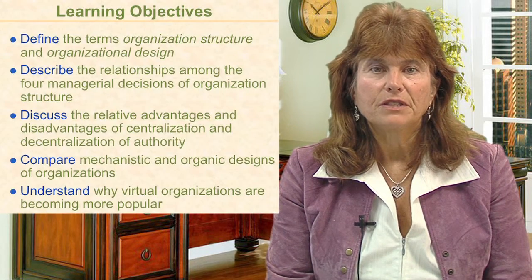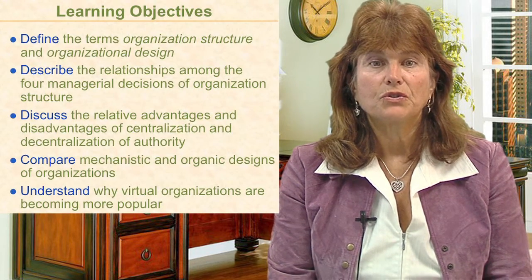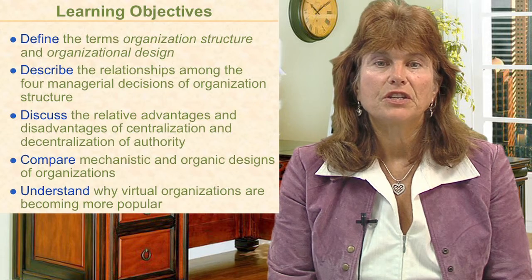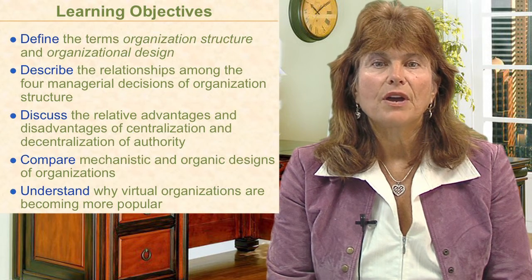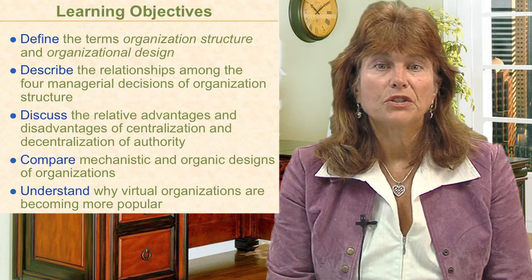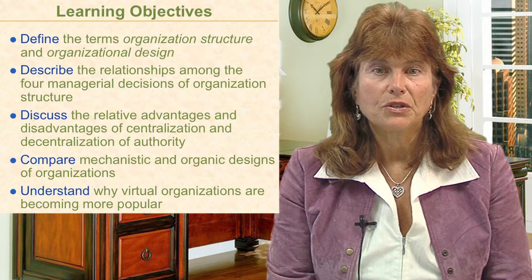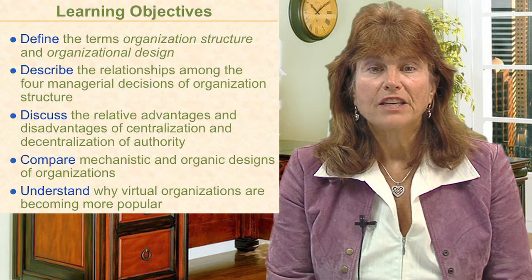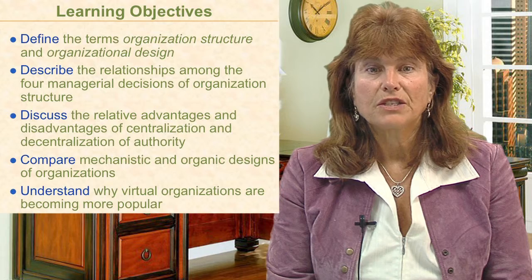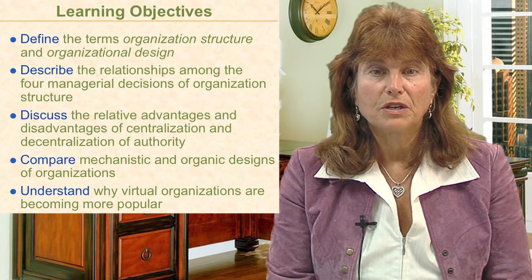Okay, so now we'll move to Chapter 14 when we're still dealing with the organizational level, which is structure and design, and we'll look at some of the learning objectives there. We want to define what organizational structure is, and in terms of organizational design, we're going to describe relationships between different managerial decisions around organizational structure. We're going to discuss relative advantages and disadvantages of centralizing or decentralizing authority within an organization.